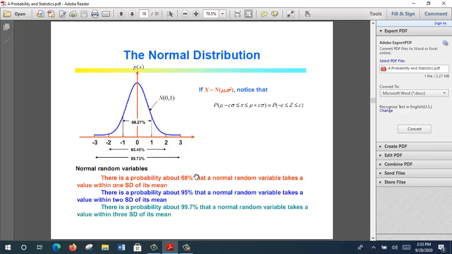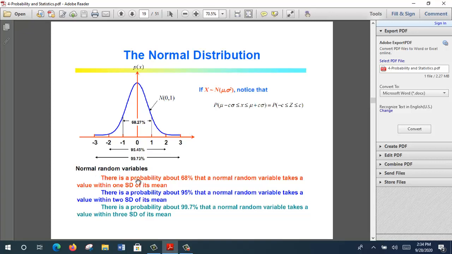So now this is the normal distribution curve, Px against x, right? So if x is equal to mu and the variance is sigma square, notice that with these conditions, with this interval limit, P of negative c less than z less than c. So this is the level of the interval that you need to consider.